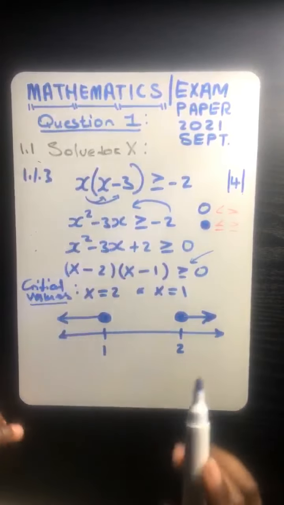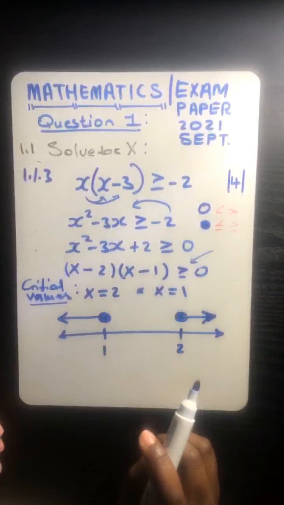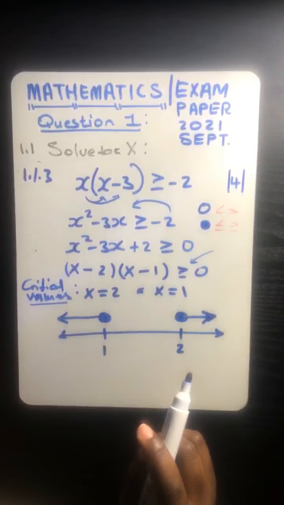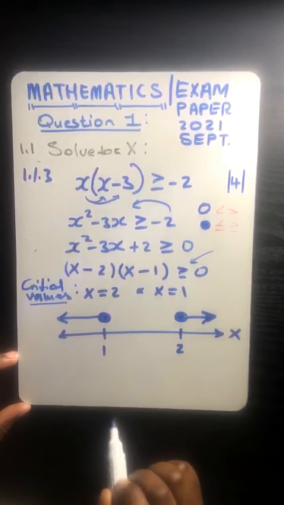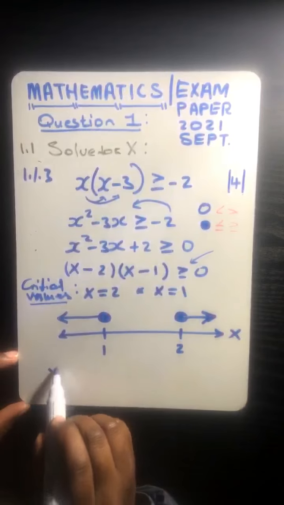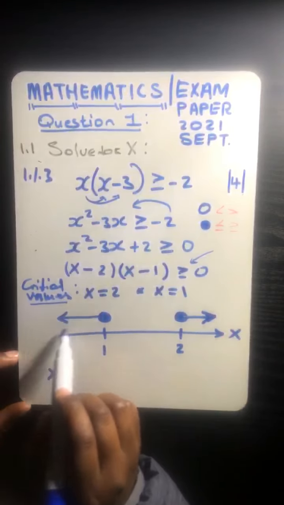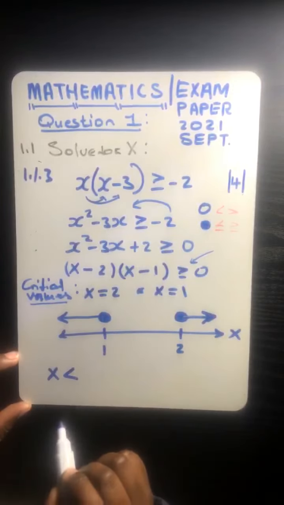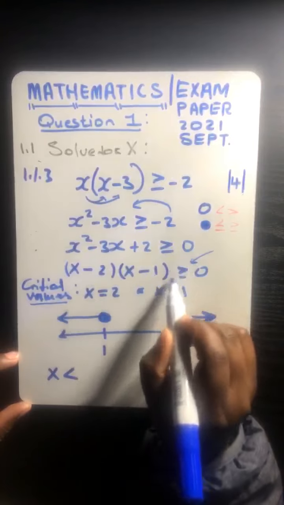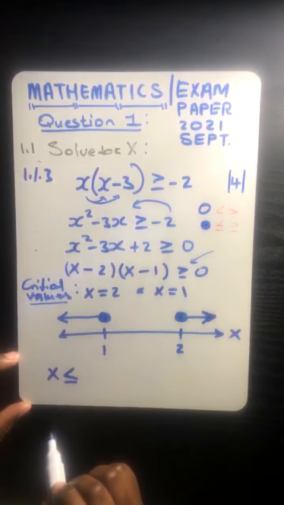So now that you've represented everything on the number line, you now need to rewrite it mathematically. Remember, we're solving for x. So I just say x, then I take this arrow exactly as it is. Can you see where this arrow is pointing? It's pointing in that direction. But remember, the sign is greater than or equals to. That is why I'm going to have that equals to.